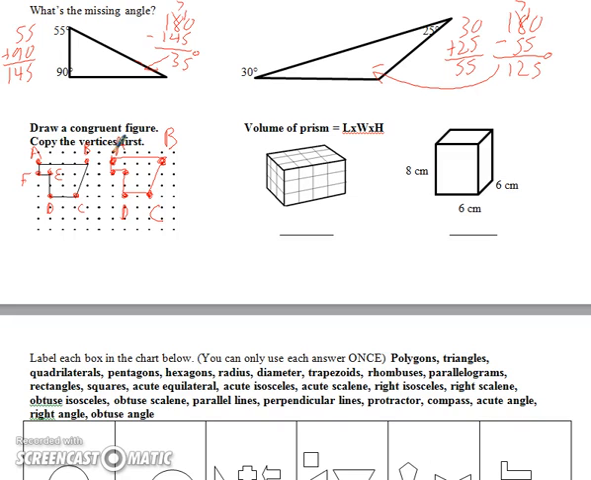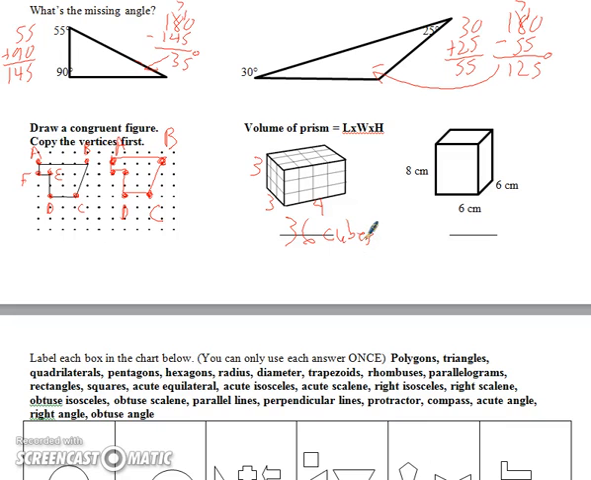Volume of the prism equals length times width times height. So I can see this is 3 tall, 3 this way, and 1, 2, 3, 4 this way. So I got 3 times 3 times 4. 3 times 3 is 9. 9 times 4, 36 cubes.